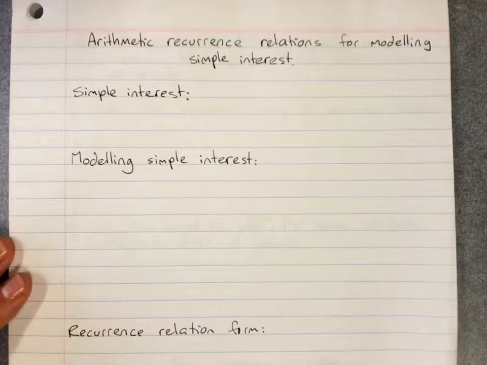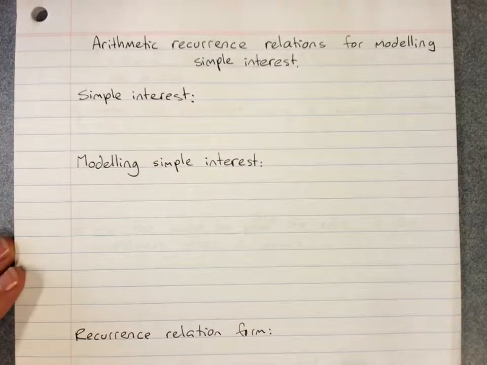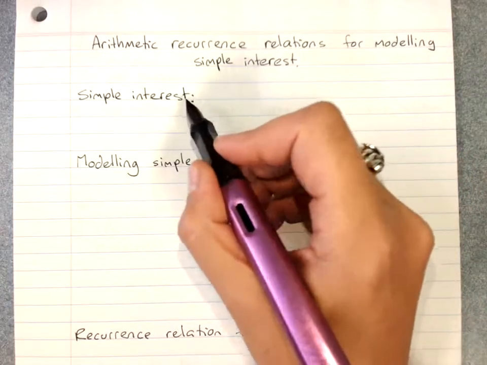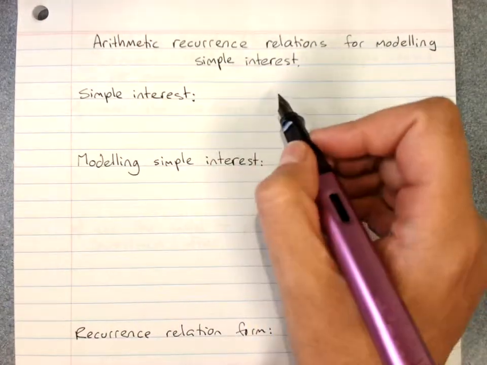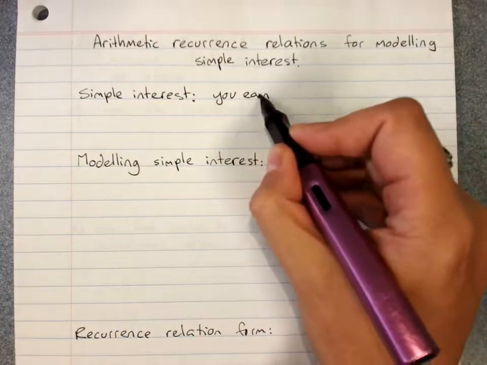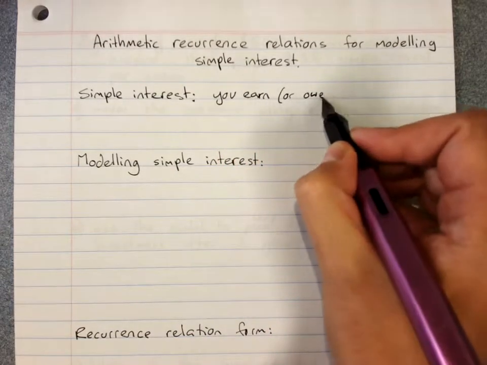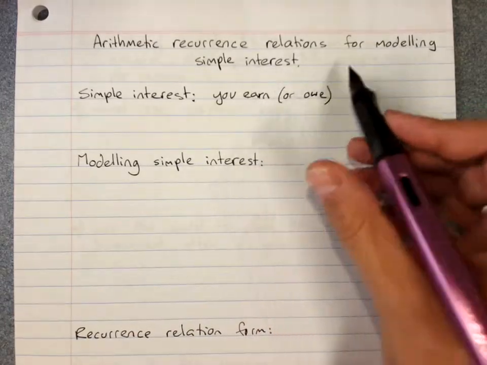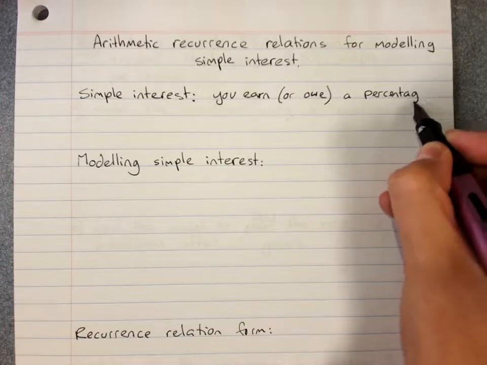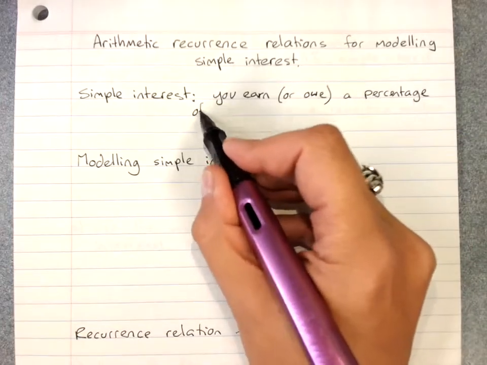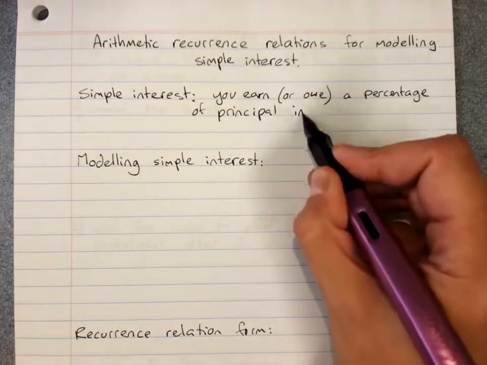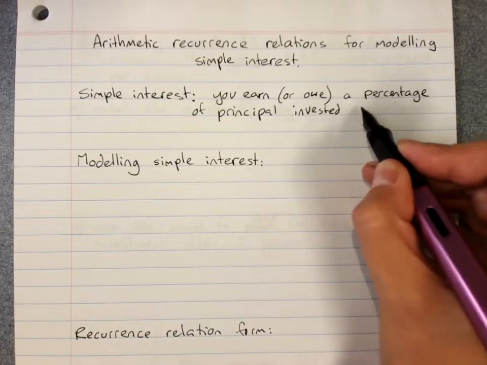Arithmetic recurrence relationships for modeling simple interest. Simple interest is a way of looking at investment or borrowing when you earn or owe, depending on whether you are investing or borrowing, a percentage of the principal invested in every time period.